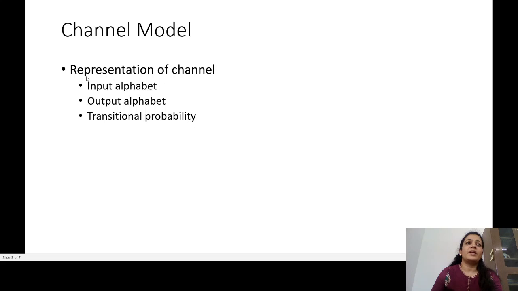The input alphabet says what are the various alphabets that your source is capable of outputting. So if your source is capable of generating n number of inputs, then the input alphabet would be those n alphabets. That is, your source can send any one of those alphabets.